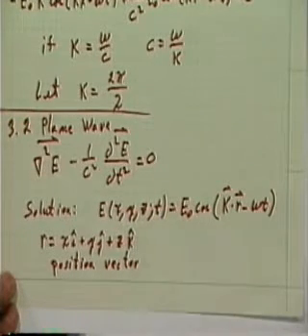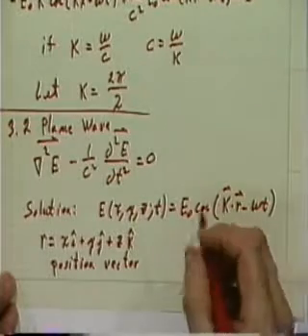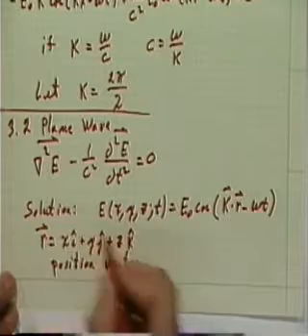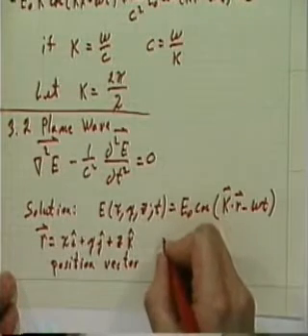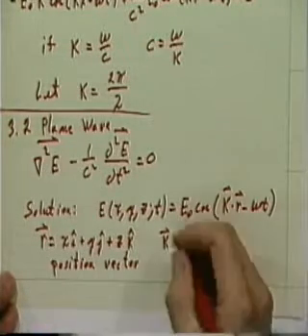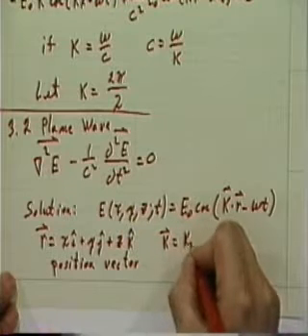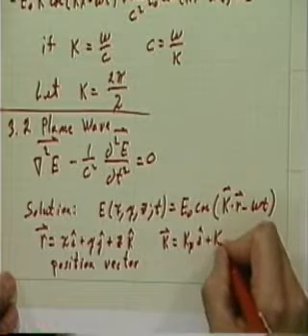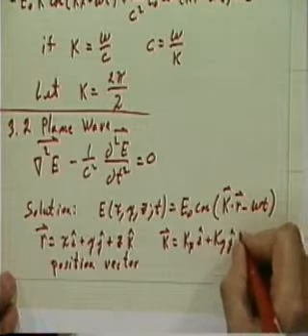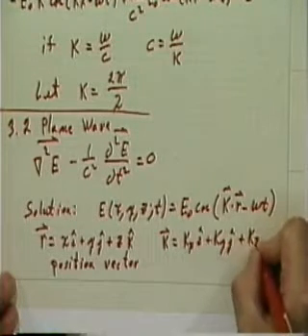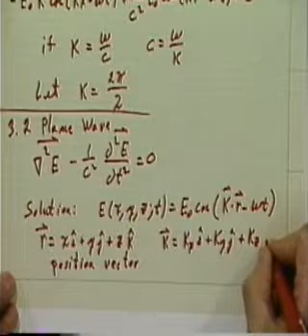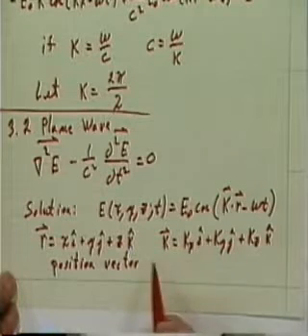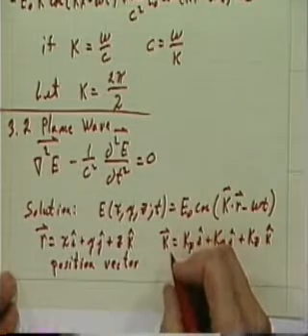Okay? And k, this other guy in here, and r is a vector, I should make that clear. K here is equal to k sub x in the x direction, plus k sub y in the y direction, plus k sub z in the z direction. And this is what we're going to call the propagation vector.